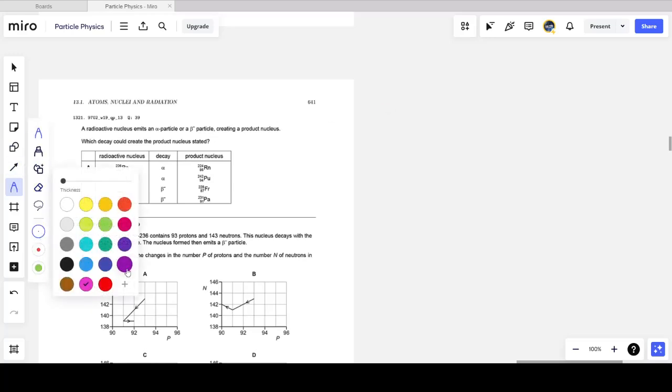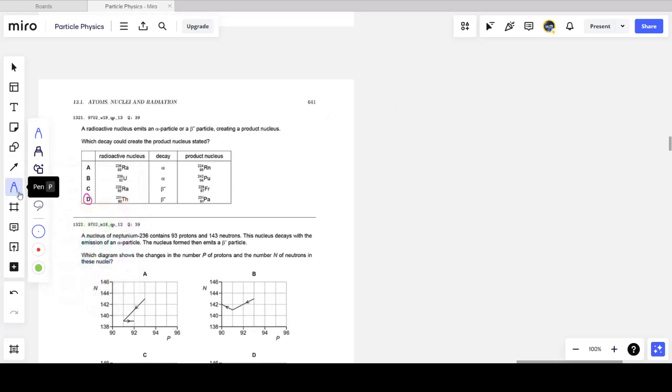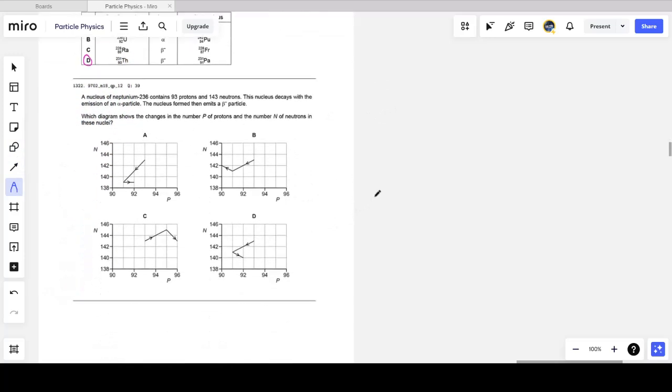But again, it obviously is up to you how you feel comfortable going about solving this problem. A nucleus of neptunium-236 contains 93 protons and 143 neutrons. This nucleus decays with the emission of an alpha particle. The nucleus formed then emits a beta minus particle. Which diagram shows the changes in the number of protons and the number of neutrons in these nuclei?